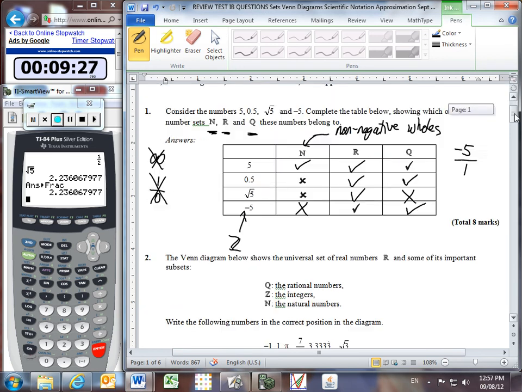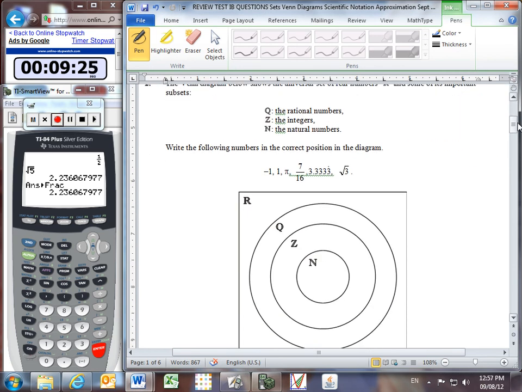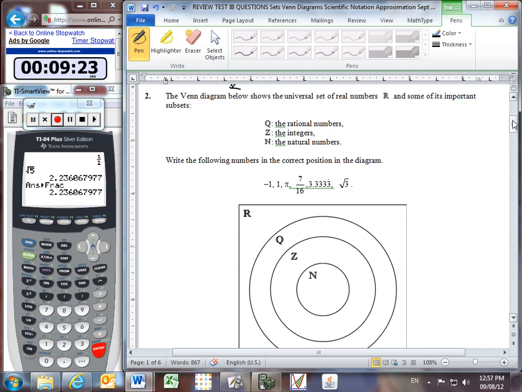Number 2. Now that we've done a little review of what the number sets are, maybe I can go a little bit quicker through this problem. We need to write all of these numbers into this Venn diagram. And so the inner circle are the natural numbers. And that's the smallest group of numbers because it includes only the positive or non-negative wholes. So let's just look through the list. Can you see any such numbers? Yeah, the 1. So the 1 is the only number that goes in the middle.